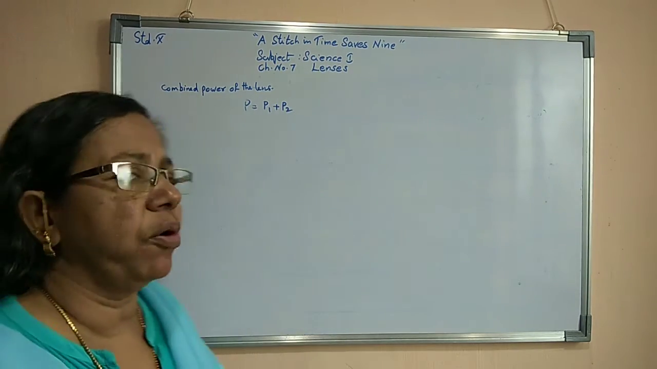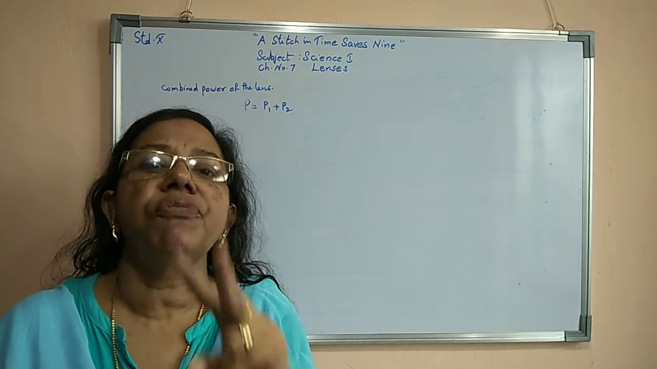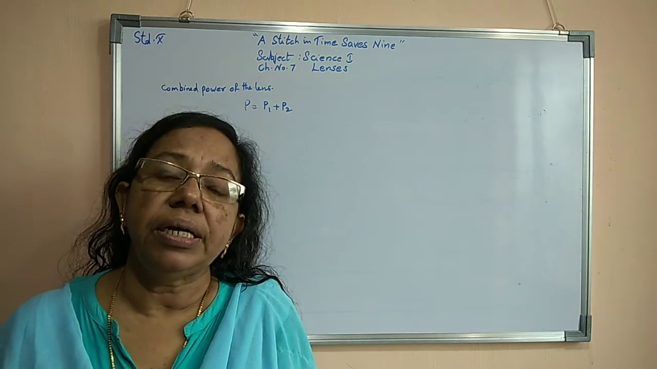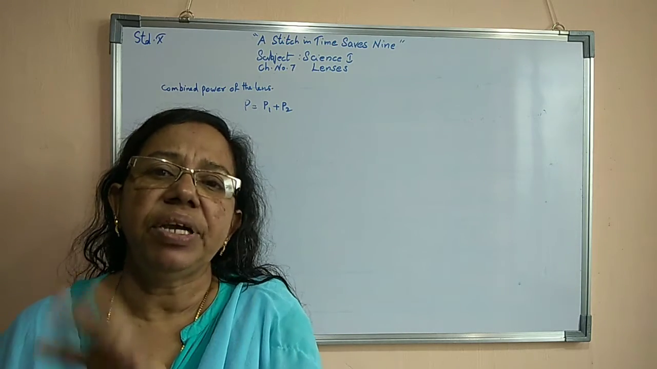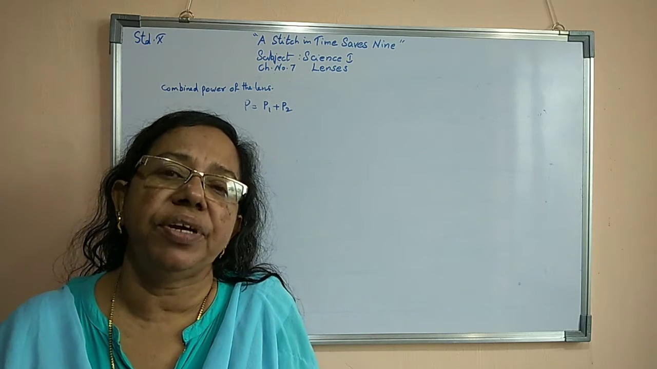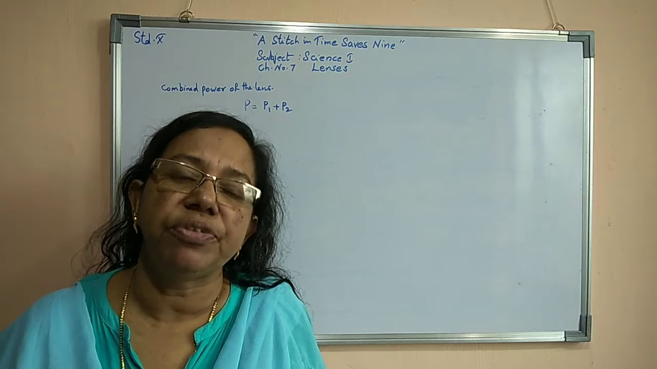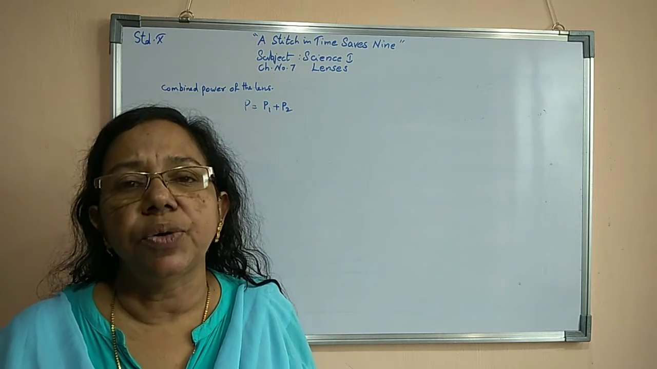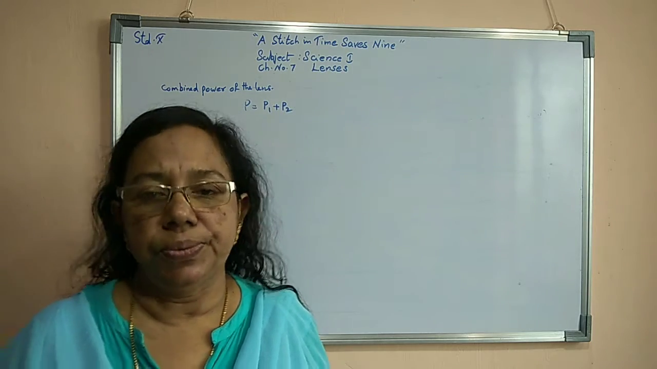So combined power means the joined power of two lenses. One has P1 power, the other has P2 power. Both of them we are keeping close by. As a result, their combined power is equal to, which formula do we have to use? P is equal to P1 plus P2.